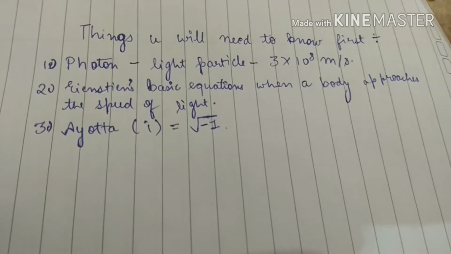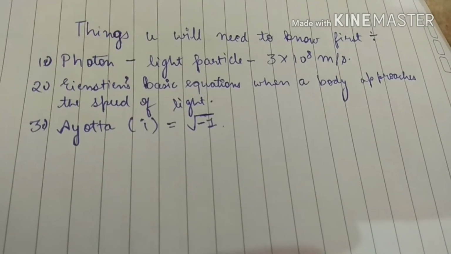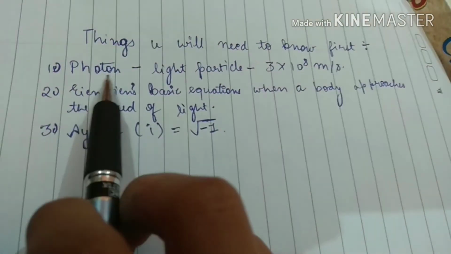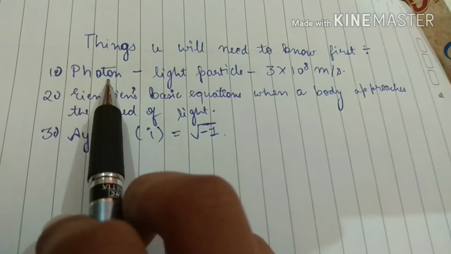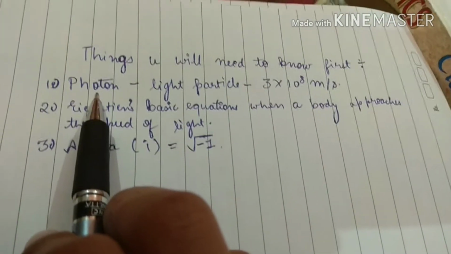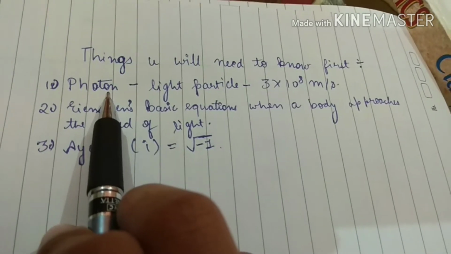Okay, so this video is truly about a very interesting particle named tachyon. And guys, these are some basic things you will need to know first before starting this video. First is the photon. What does this mean? It is the elementary or fundamental particle of light. Light is made up of these photon particles.